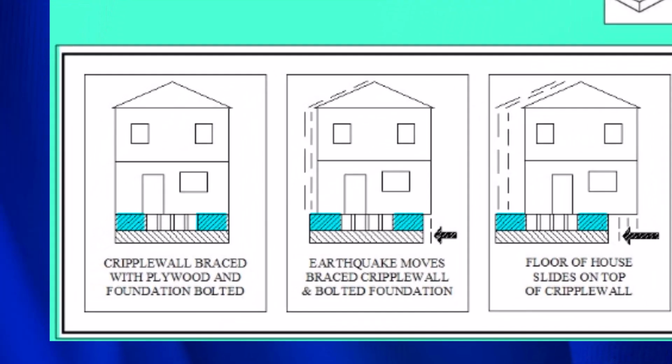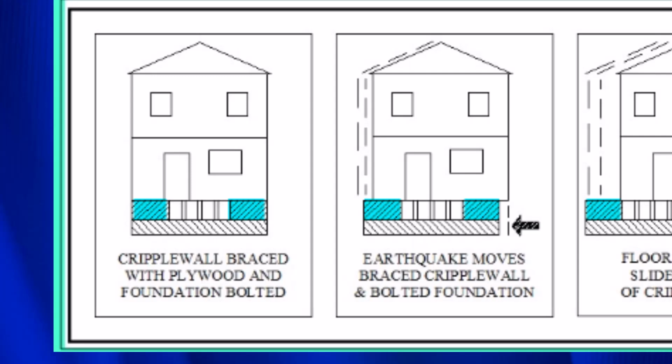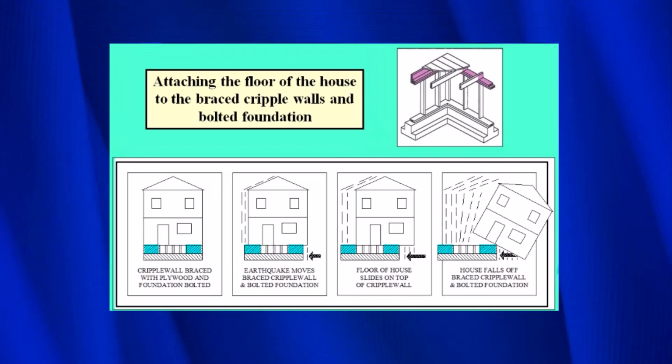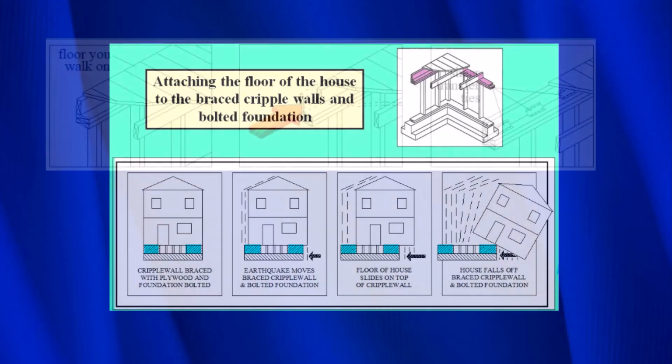So here you can see the braced and bolted cripple wall sitting on the house. As the earthquake force comes again and pushes underneath the house as the ground moves, you can see how the house is starting to slide on top of the cripple wall. As it continues to slide, the house moves even more. As you can see on the right, it can fall off completely. So what we use is pieces of steel, also called connectors, which you'll see photographs of in a minute.